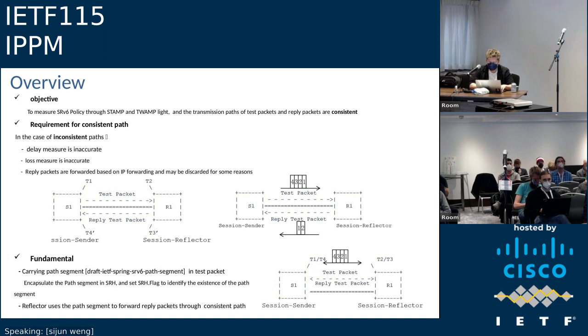So in this draft, we propose a method to keep the path consistent. When measuring SRv6 paths through STAMP or TWAMP, we use the path segment to associate the transmission path of the test packet and the reply packet. In this way, we can solve the above issues. That's all. Any questions?